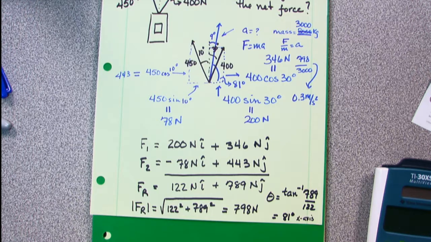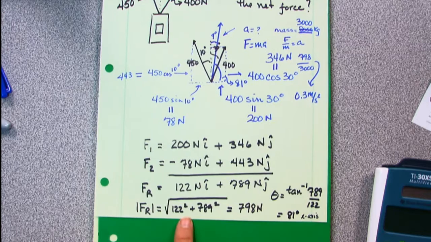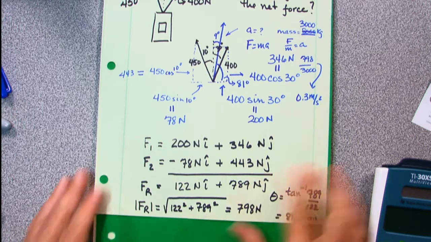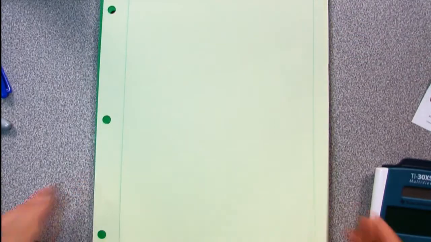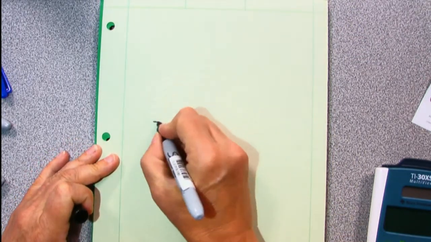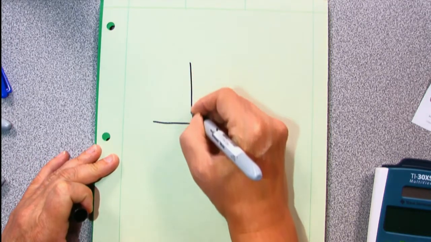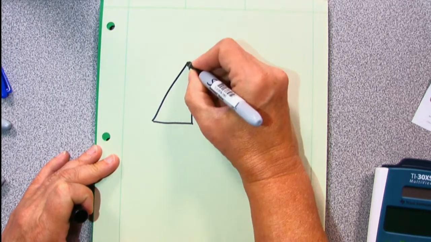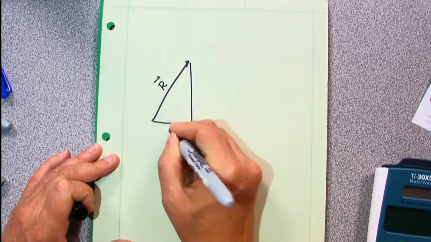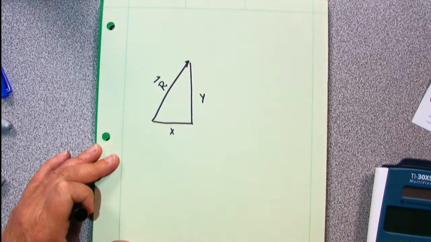How do you get these two numbers squared? Do you do them separately? How do I get the resultant vector? Let's go back to my triangle. I have an x component, I have a y component, and I have my resulting component. If this is my resulting component, this is my x component and my y component.